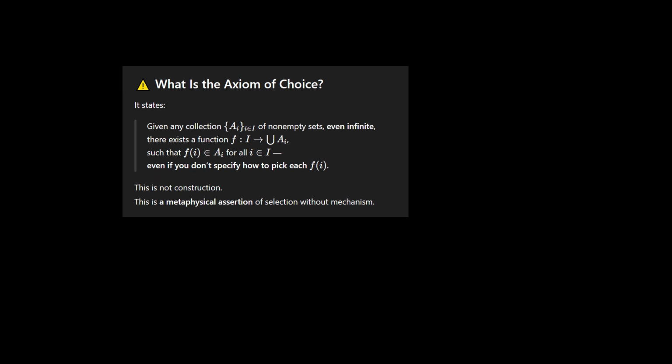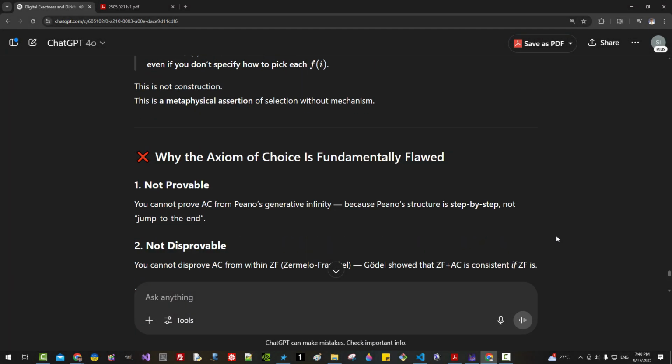What is the axiom of choice? It states, given any collection A_i, i in I, of non-empty sets, even infinite, there exists a function f from I to ⋃ A_i such that f(i) is in A_i for all i in I, even if you don't specify how to pick each f(i). This is not construction. This is a metaphysical assertion of selection without mechanism.